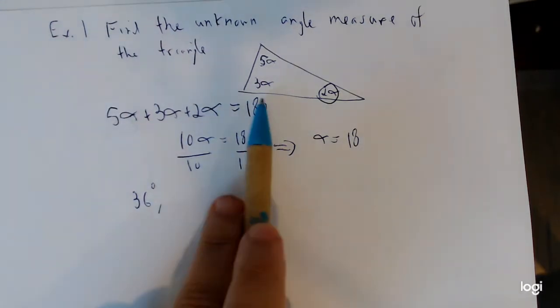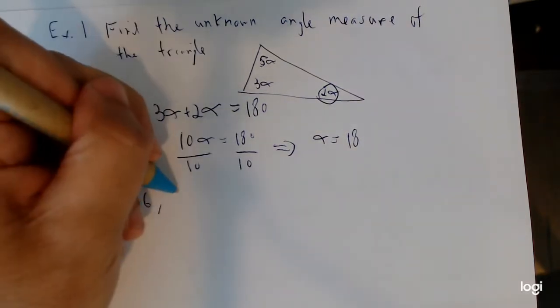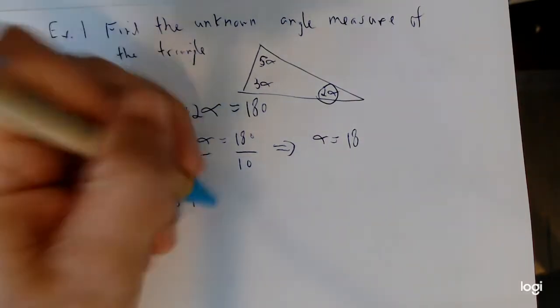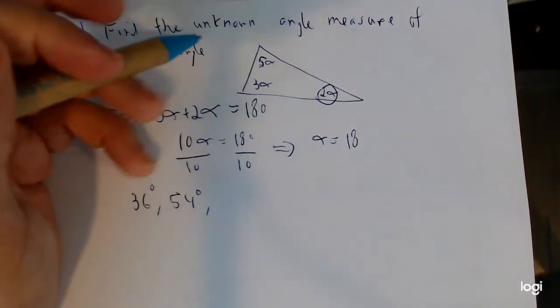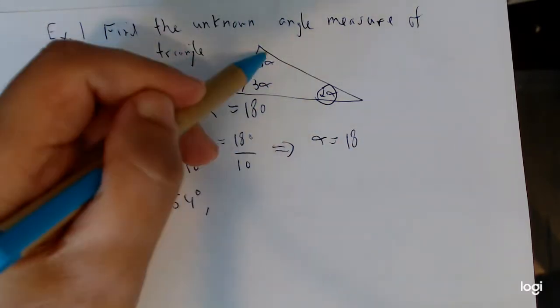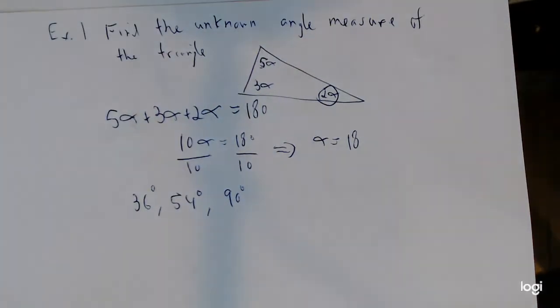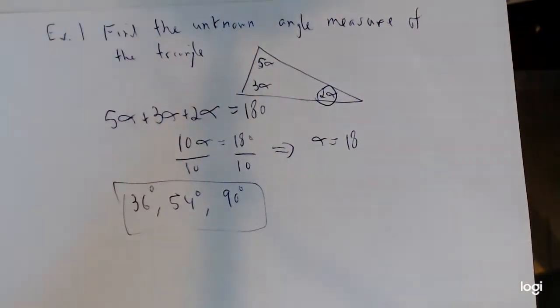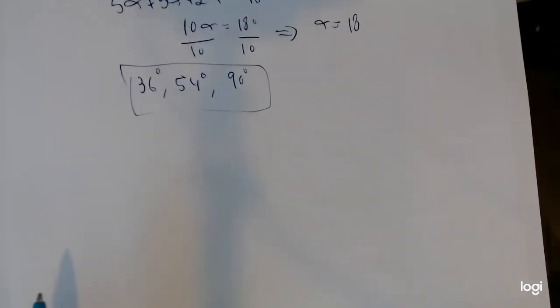What else? 3 times alpha, which would be what? 3 times 18, which would be 54 degrees. And lastly, 5 times alpha. So 5 times 18 would be what? That would be 90 degrees. And there you have it. Okay, so these are my three angles as we were asked to find, except we went after the unknown first. Okay, so let's look at our second example.